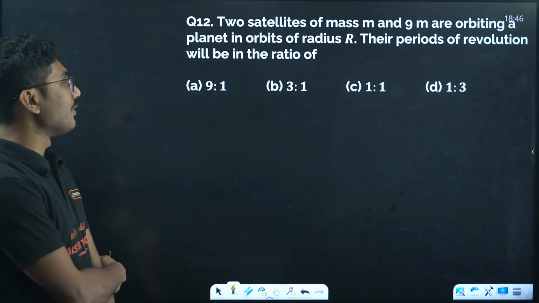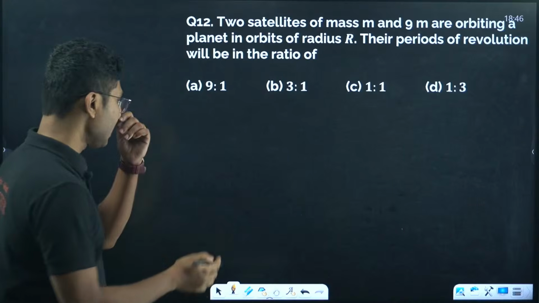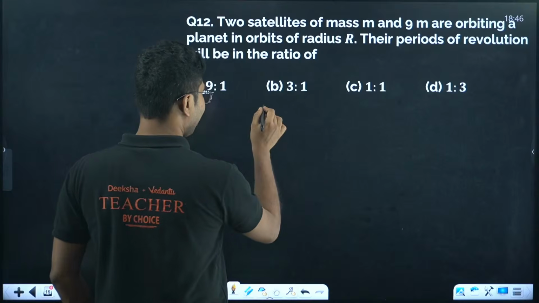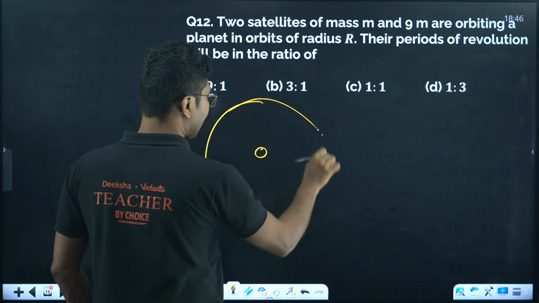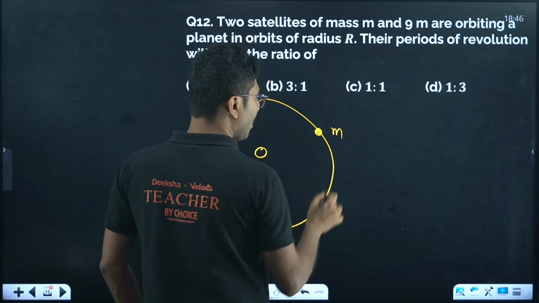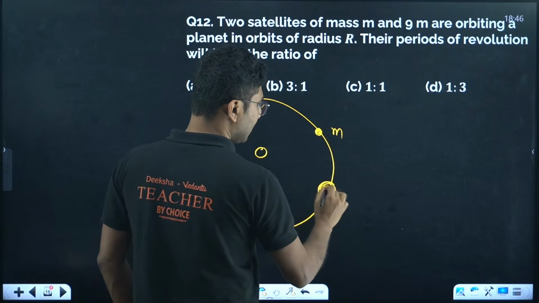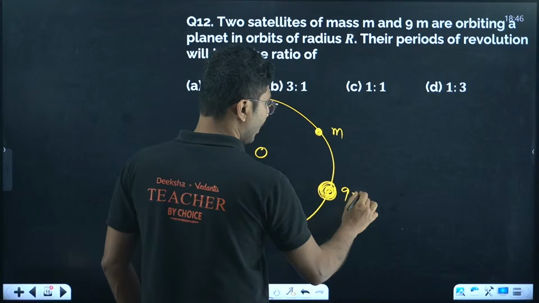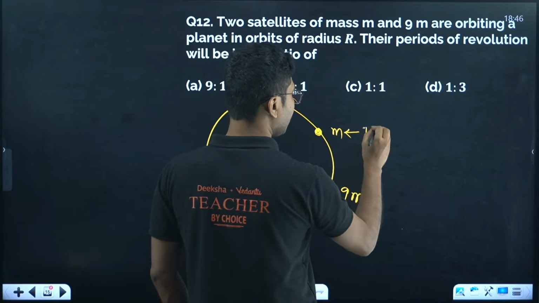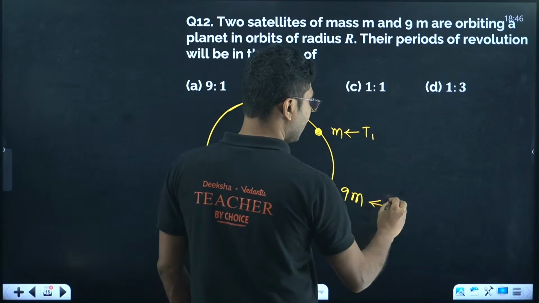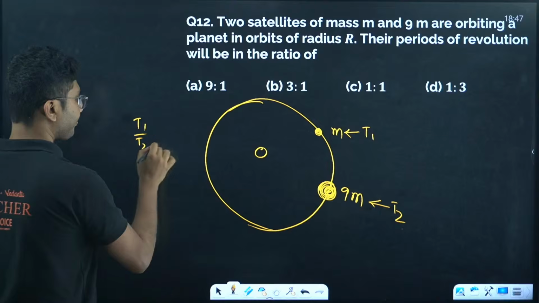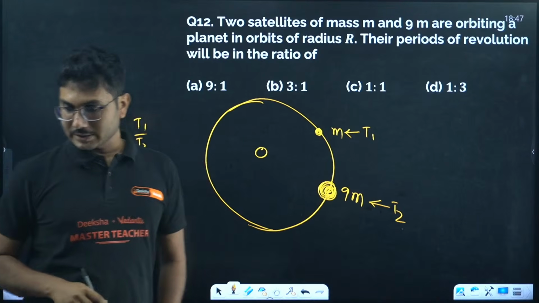The periods of revolution will be in the ratio of. So here we have a planet, a tiny planet, not our Earth, some alien planet. Two satellites are orbiting the planet. One has a mass m, one has a mass 9m. What will be the ratio of their time periods? Suppose this one has a time period T1, this one has a time period T2. What will be the value of T1 by T2? Quickly, this one I will answer very quickly.